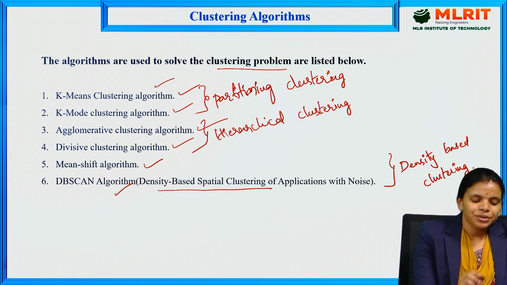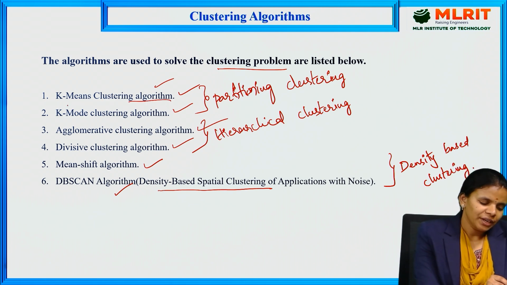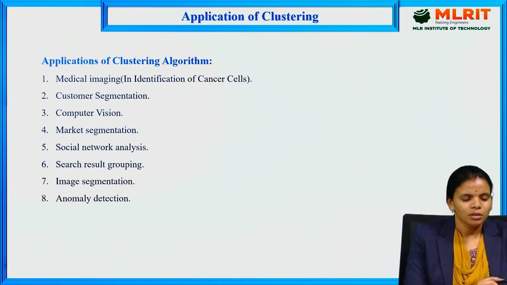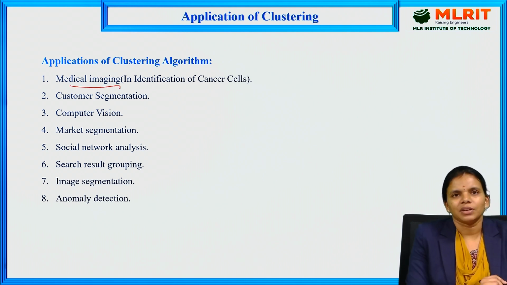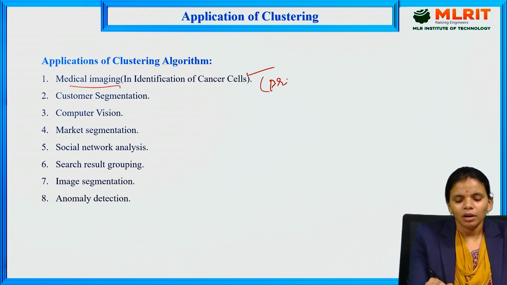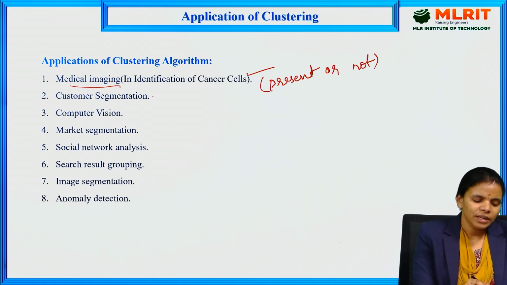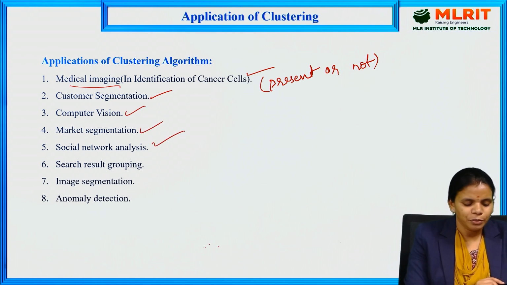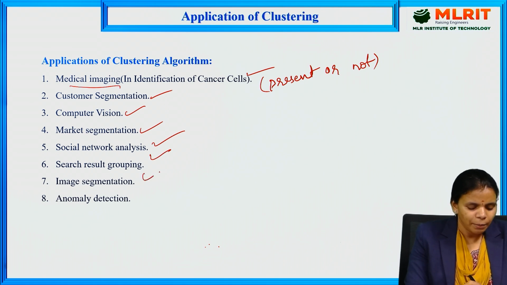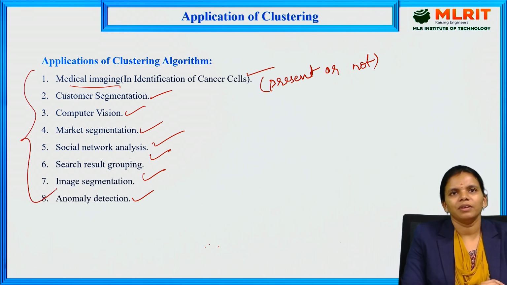So each clustering algorithm has its own criteria of executing the algorithm. So each and every algorithm will be explained in the future sessions. So these are the applications where we can use clustering techniques. The first one is medical imaging, for example, identification of cancer cells, whether the cancer cells are present or not in the human body. The next one is customer segmentation, computer vision, market segmentation, social network analysis, search result grouping, image segmentation and anomaly detection. So these are the real-time applications where we are using clustering algorithms.